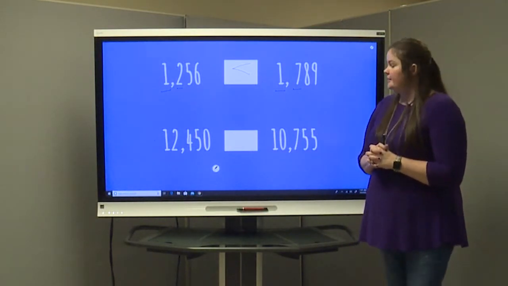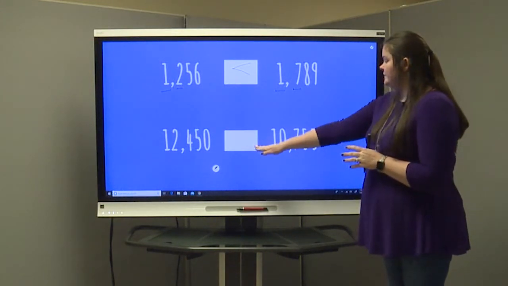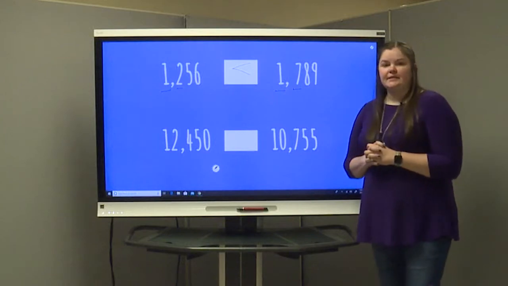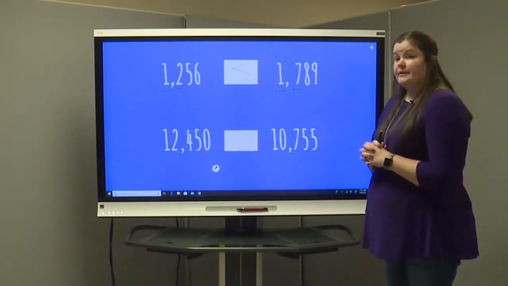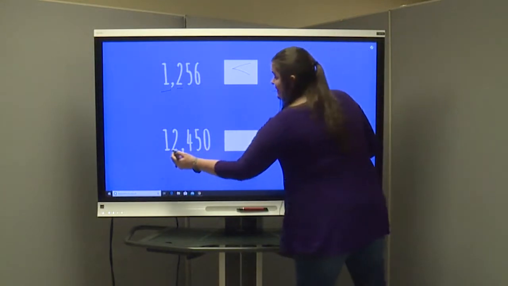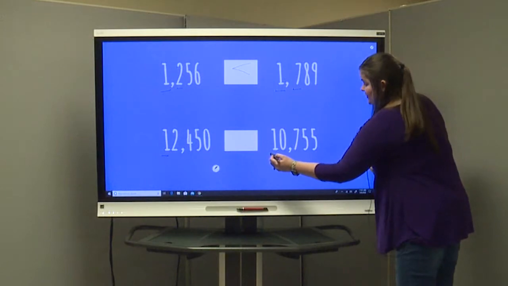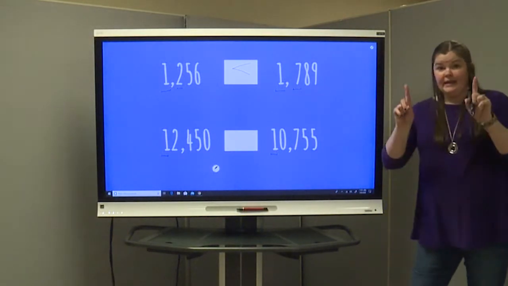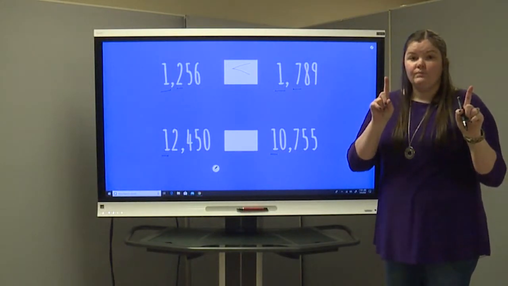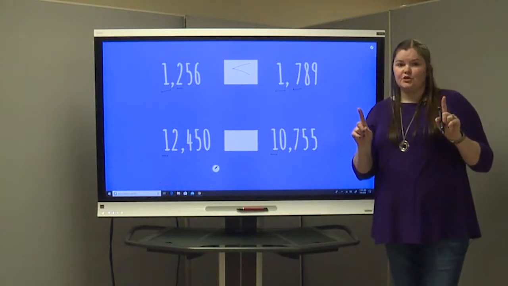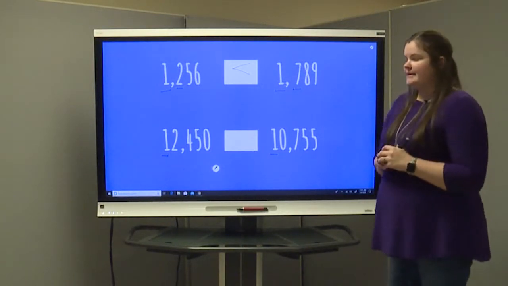All right, let's look at our next example on the bottom of the screen. These two numbers are 12,450 compared to 10,755. So let's look at those first place values, guys. I've got 1 in the 10,000s compared to another 1 in the 10,000s. So we don't have any way to know which one of those numbers is larger because they're both 1 in the 10,000s place. So let's go to that second place value.